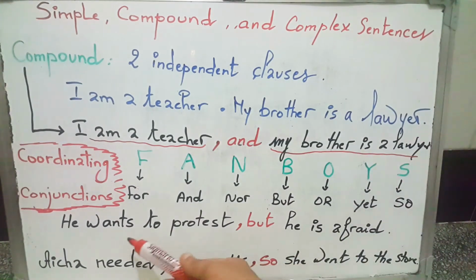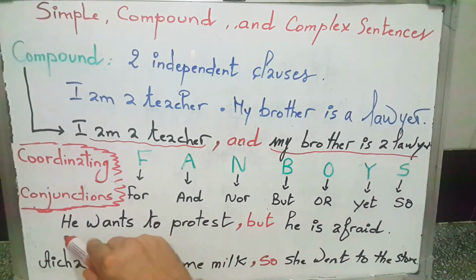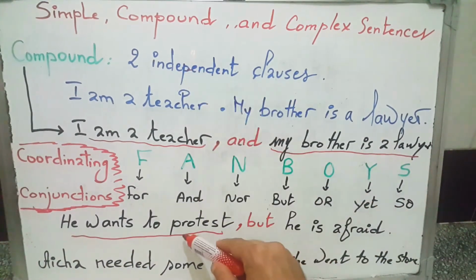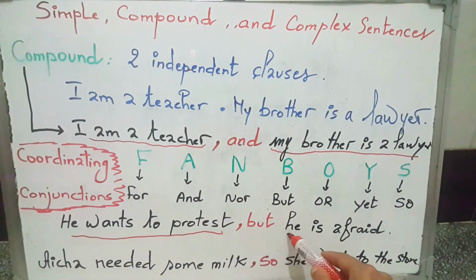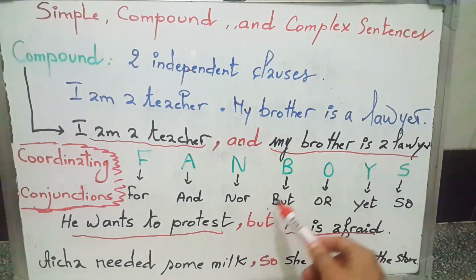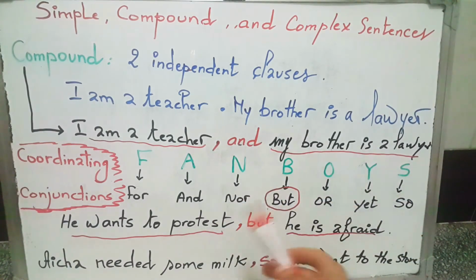Look at this example. He wants to protest, but he is afraid. So again, he wants to protest, independent clause number 1. And independent clause number 2 is he is afraid, joined by but to show contrast in some kind of way.